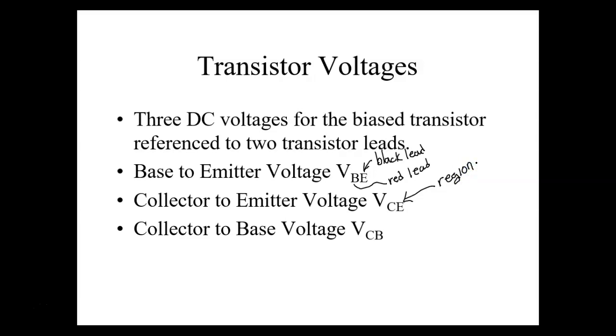So if it's less than a volt, we say the transistor saturated. If it's equal to the applied voltage, then we say it's cut off. If it's somewhere in between, then we say it's active. So this guy right here is very important: voltage collector to emitter.